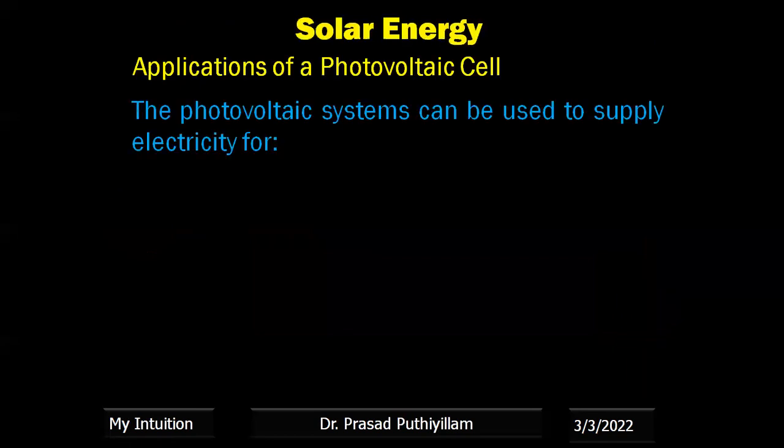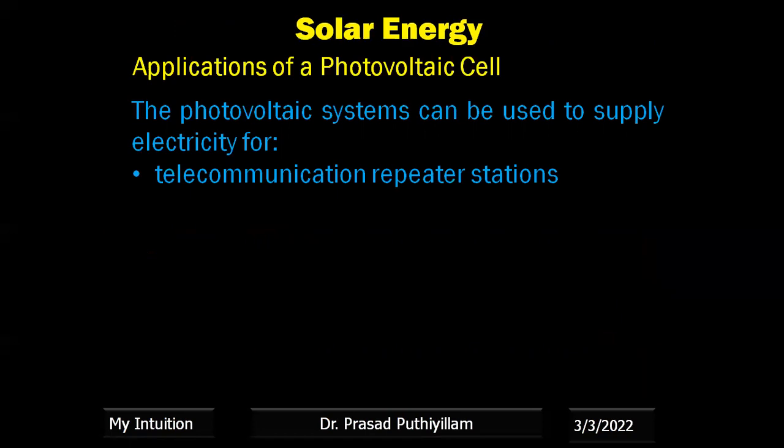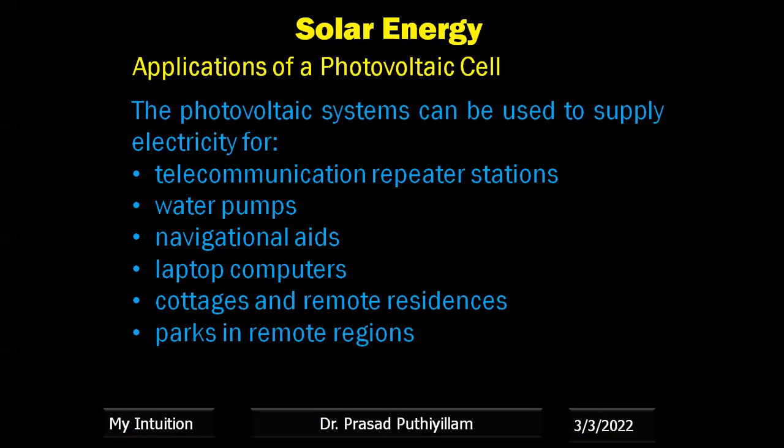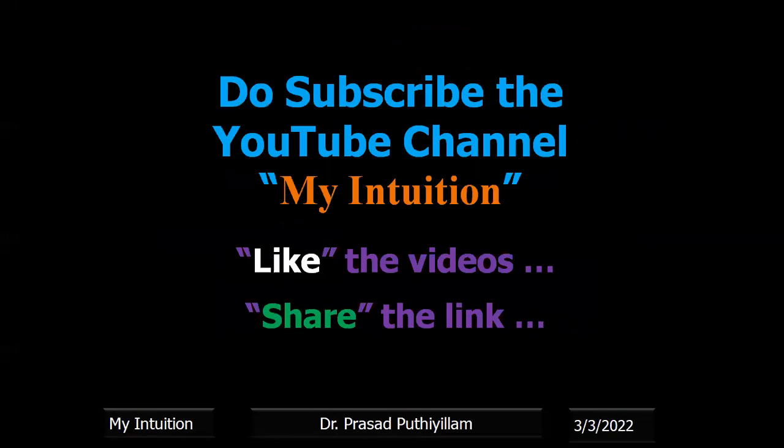Now, applications of the photovoltaic cell. It can be used to supply electricity for telecommunication repeater stations. It can be used to power water pumps and navigational aids. It can be used in laptop computers, in cottages and remote residences, and in parks in remote regions. It can be used for supplying occasional power when there is no regular current supply. That time we can use the photovoltaic cell.